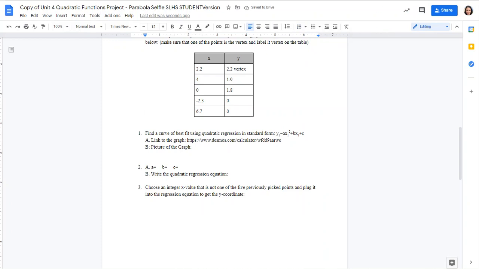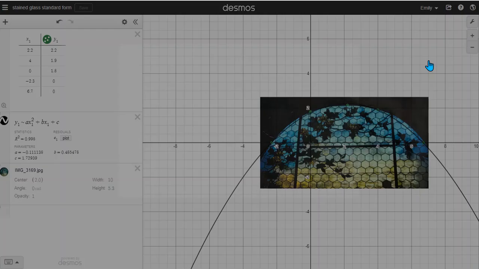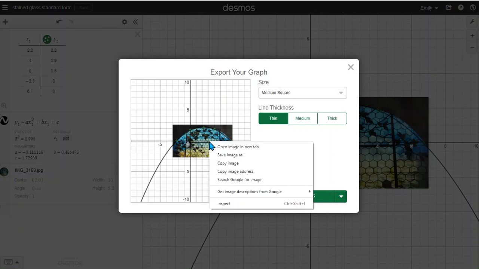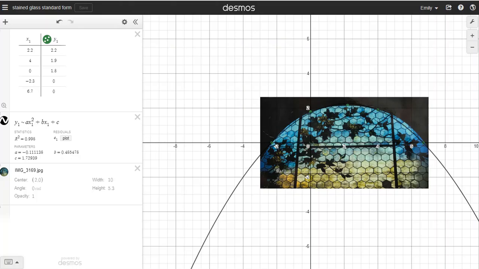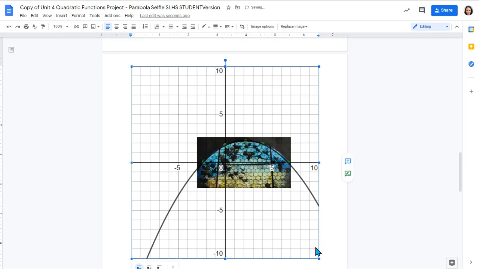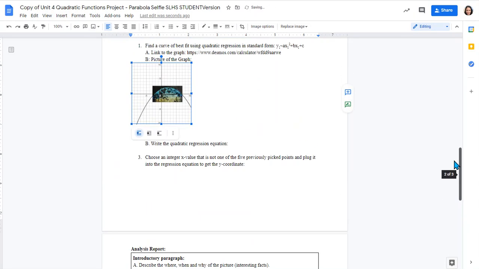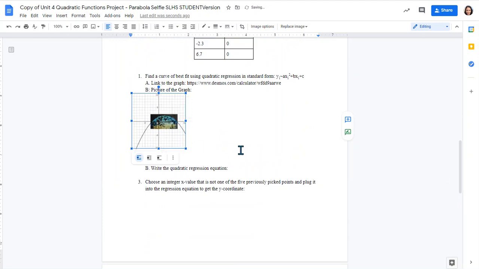Okay, for a picture of the graph, I'm going to go to Same and then export the image, and then I'm going to right click it and copy the image. And I'll paste that here and make it smaller. All right, so now I need to write the equation.